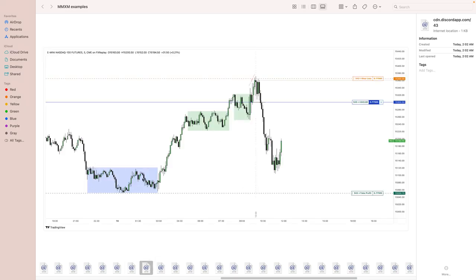We have Asia lows on here. You see the market maker sell model. And since everything is aligned here, and there's SMT at these highs, this is when I take the low risk entry, as you see.